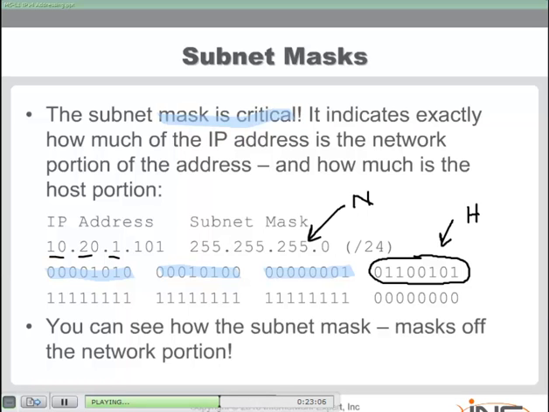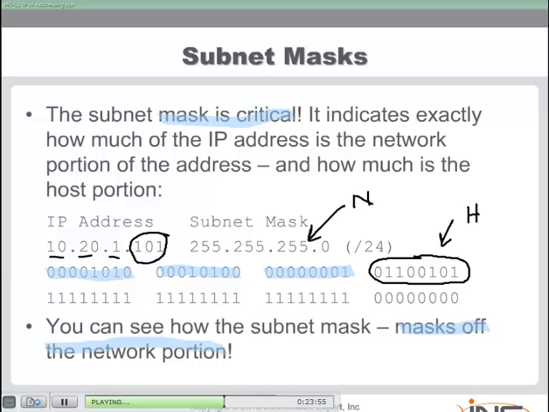So these version 4 IP addresses have a network portion, and then they have a host portion, and the subnet mask is that key ingredient that allows us to distinguish between the network and host portions inside of the address. It's well named because the subnet mask masks off the network portion. I don't know if that's where the name came from, but that's how I always remember it. A lot of students ask me, why is it called a subnet mask? What a weird name. Well, it masks off the network portion of the address.